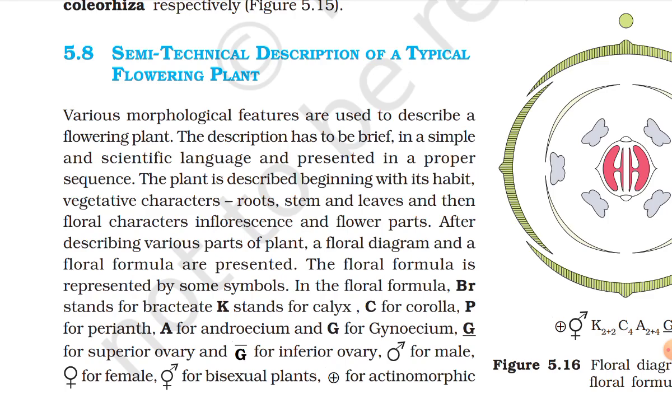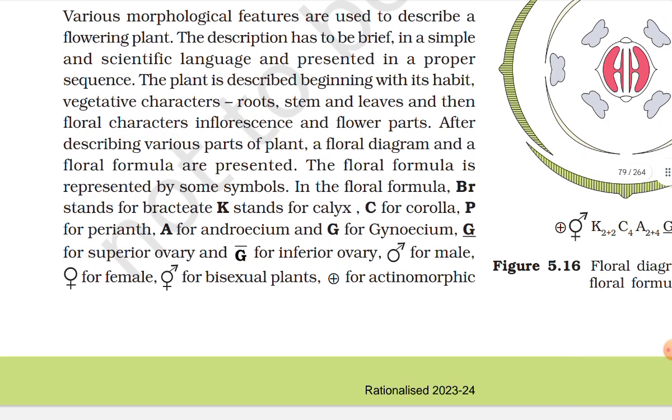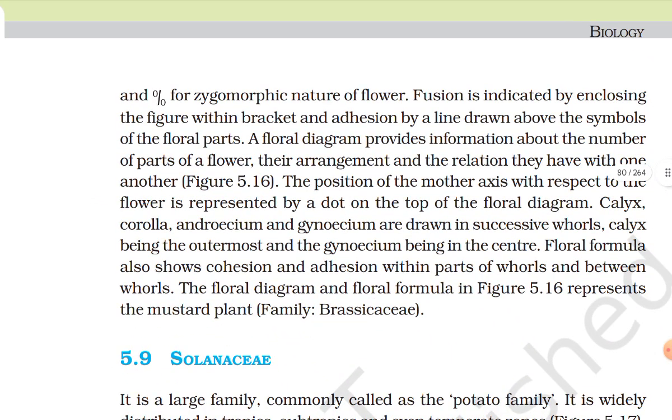The floral formula is represented by some symbols. In the floral formula, Br stands for bracteate, K stands for calyx, C stands for corolla, P for perianth, A for androecium, G for gynoecium, with G underlined for superior ovary and G overlined for inferior ovary, and symbols for male, female, bisexual plants, and actinomorphic and zygomorphic nature of the flower. Fusion is indicated by enclosing the figure within brackets and adhesion by a line drawn above the symbol of the floral parts. A floral diagram provides the information about the number of parts of a flower, their arrangement, and the relation they have with one another.